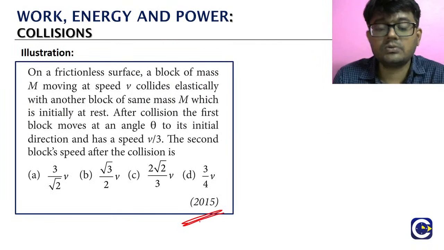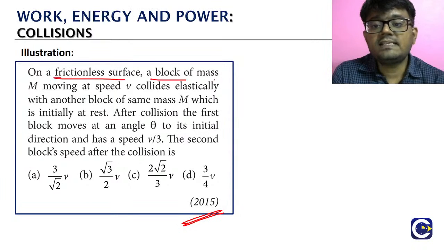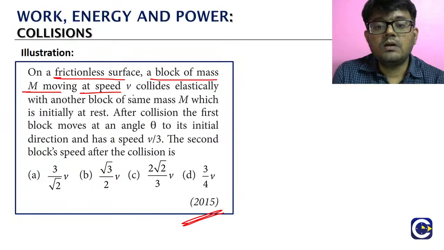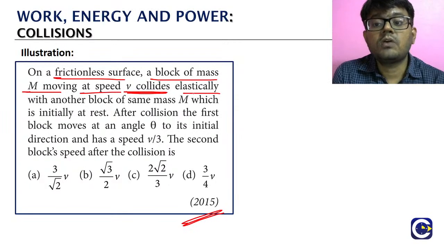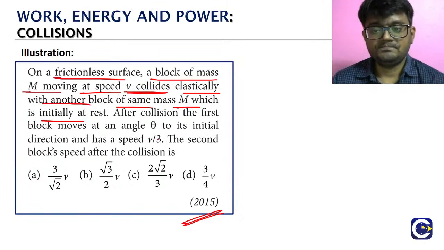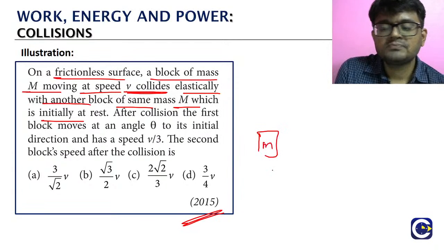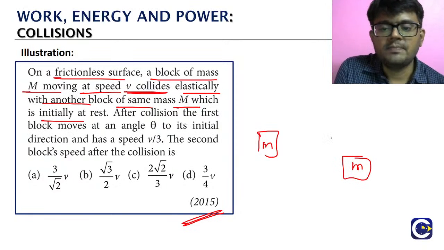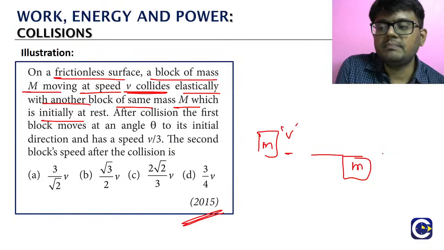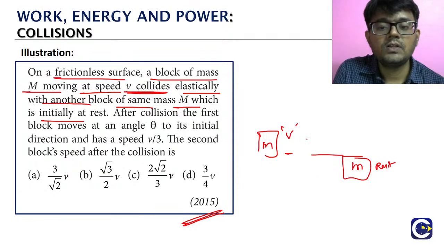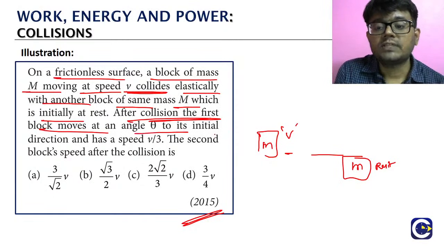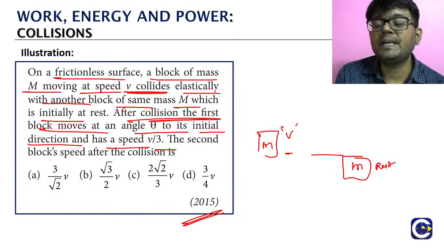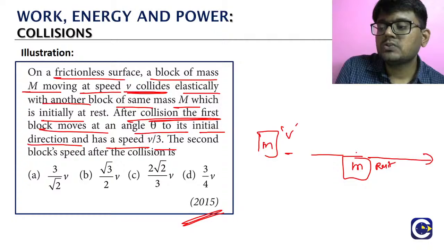பாருங்க, this is a question that has come in 2015. on a frictionless surface, block mass capital M, அதோட ஸ்பீட் கொடுத்திருக்காங்க, speed v, collides elastically with another block mass capital M which is initially at rest. பாருங்க, so block m, another block m, ரெண்டு capital M தான் ஓகேவா. colliding, இதோட velocity v, but this is at rest ஓகேவா. after collision the first block moves at an angle theta to the initial direction, has a speed v by 3. so இதுதான் initial direction. so at an angle theta, what is the speed v by 3?